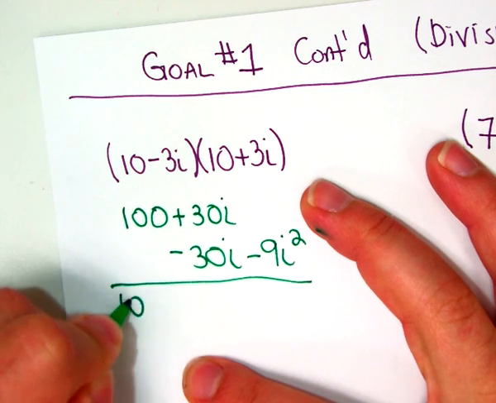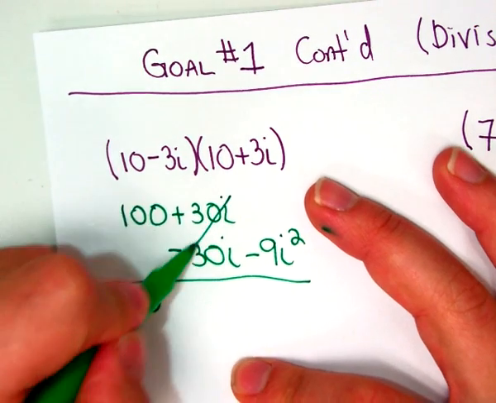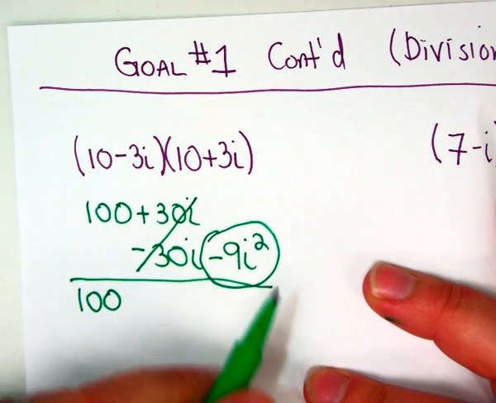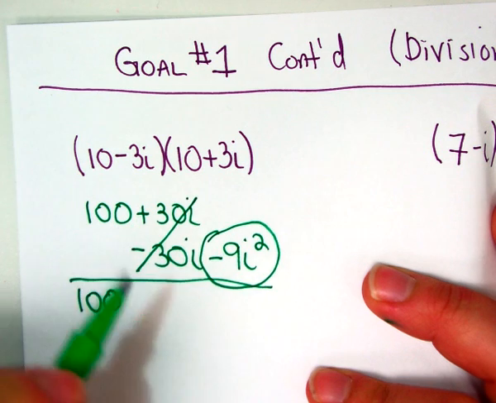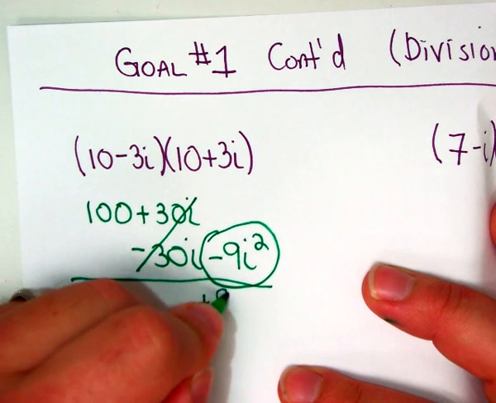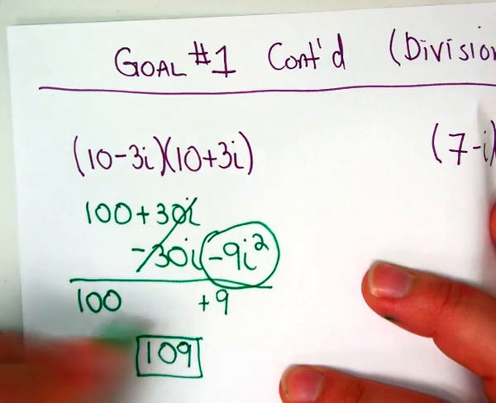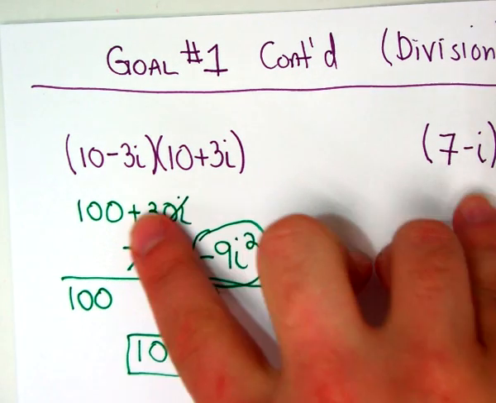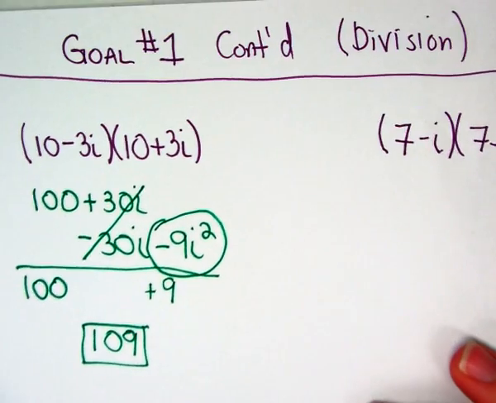100 is the value right here. The 30i minus 30i will go ahead and reduce to be nothing. This minus 9i squared. Okay, again, i squared is synonymous with negative 1, so negative 9 times negative 1 is positive 9. That means the final answer is 109. Notice all of my imaginary values disappeared when it looked like the difference of two squares. Will that always hold true? Well, let's try another example and see.